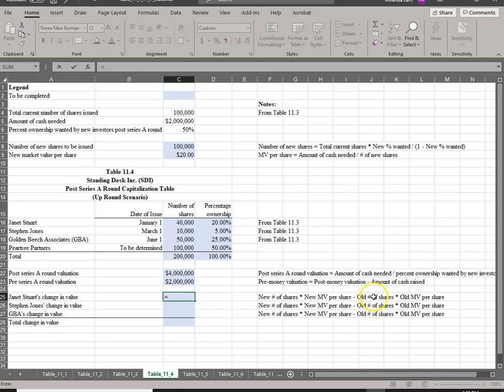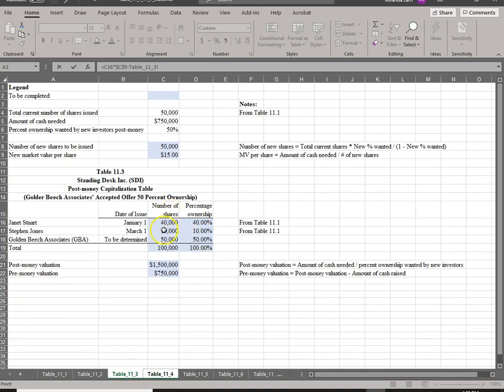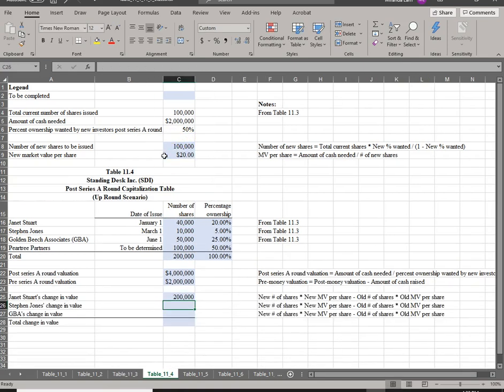So Janet's number of shares is 40,000 times the new market value, so that's $20, minus the old number of shares, so old number of shares is also 40,000, times the old market value per share, which is $15. So that's Janet's change in value. So her investment value went up.